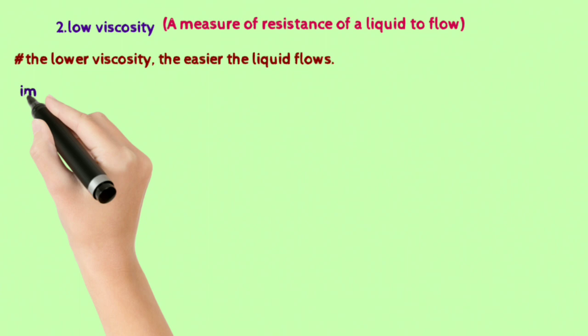For example, blood flows easily with less friction through the narrow vessel. The second importance is that water is a good lubricant.